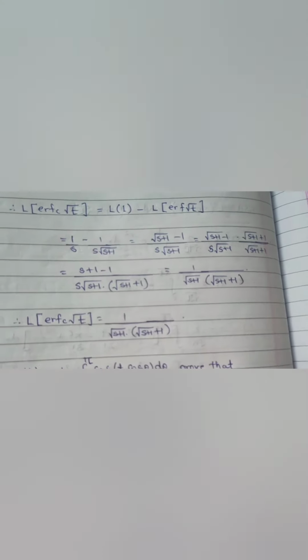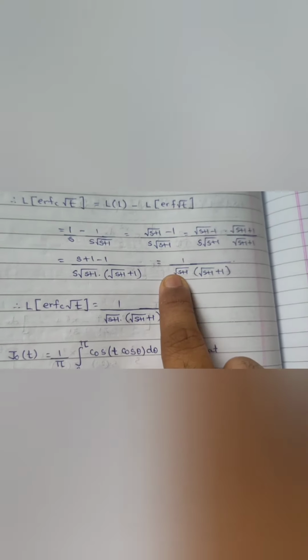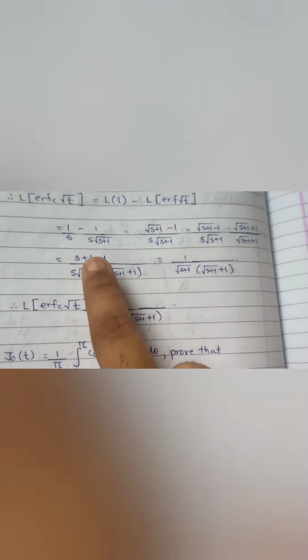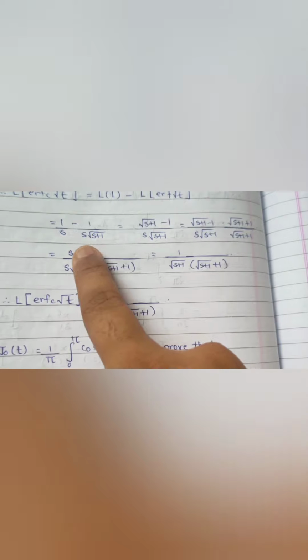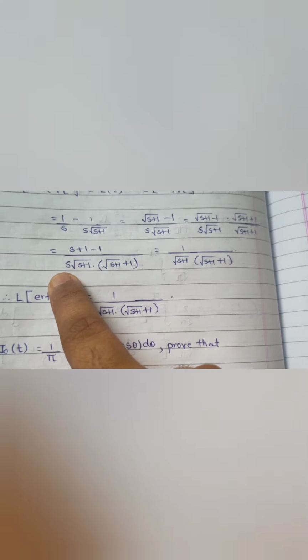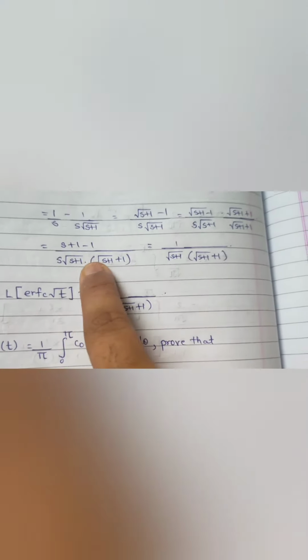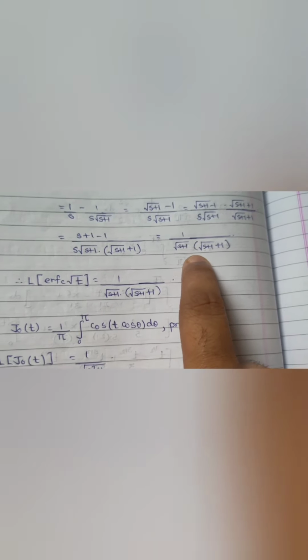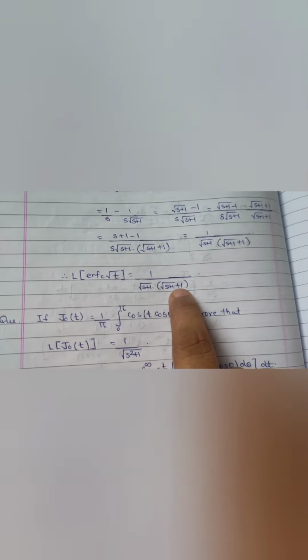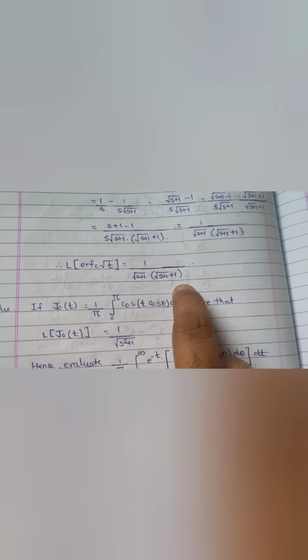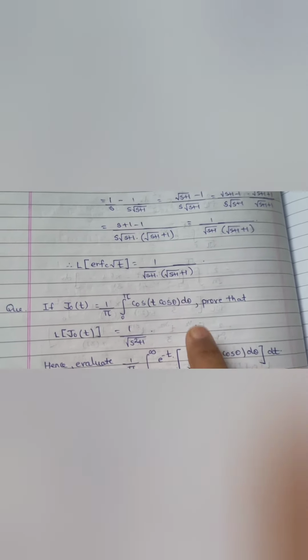So what we can do is 1 upon, see this 1 and 1 gets cancelled, so it is remaining 1 only, and again s and s gets cancelled, so I am remaining with 1 upon root s plus 1 and again this bracket, that is root s plus 1 plus 1. So this is my formula. Error function of c to the base root t is equal to 1 upon root s plus 1 into root s plus 1 plus 1.